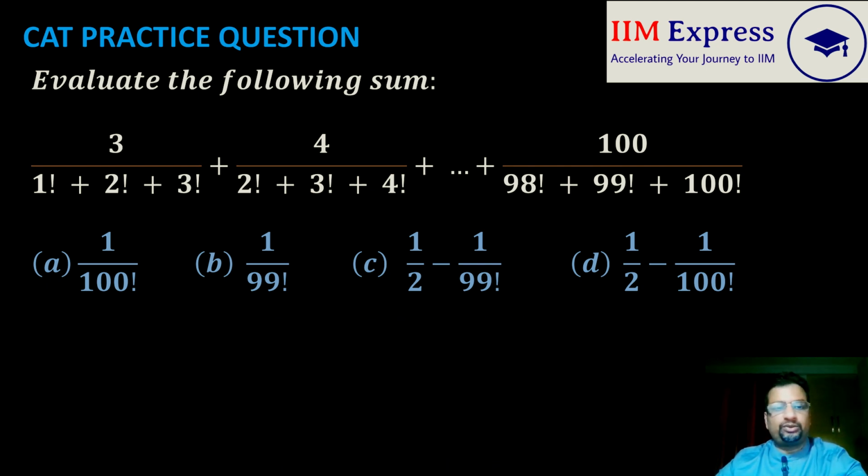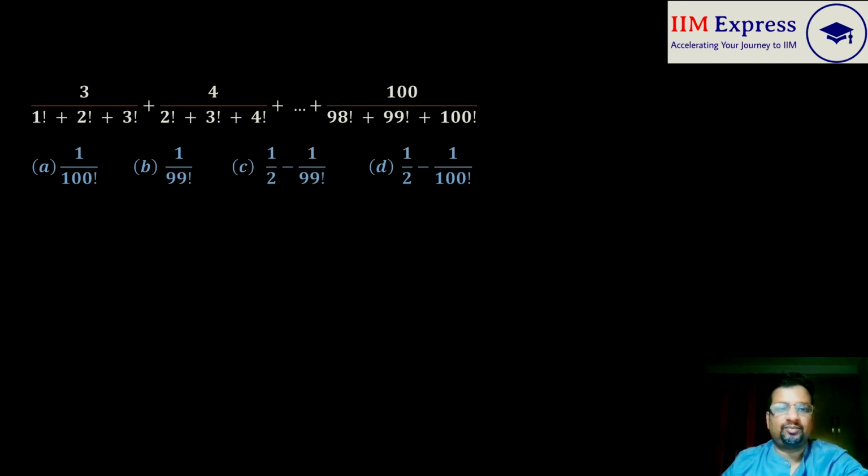So starting with the solution, what is given to us? It's 3 divided by 1 factorial plus 2 factorial plus 3 factorial, plus 4 divided by 2 factorial plus 3 factorial plus 4 factorial, and so on till 100 factorial divided by 98 factorial plus 99 factorial plus 100 factorial. This is our series, and what is the nth term in the series?